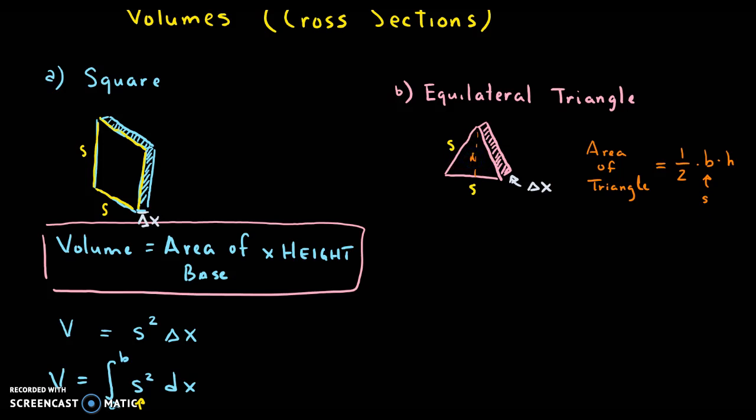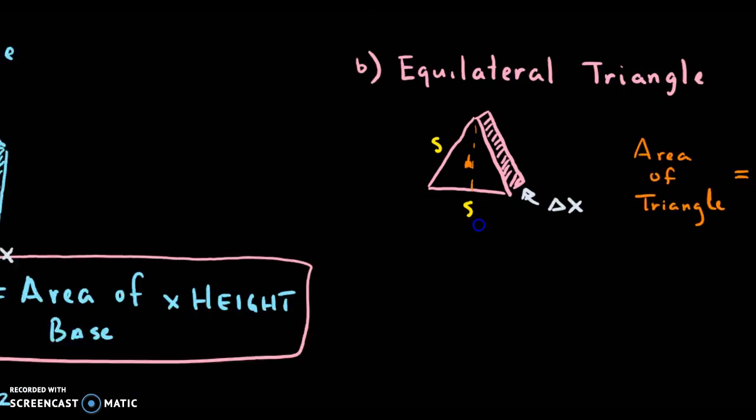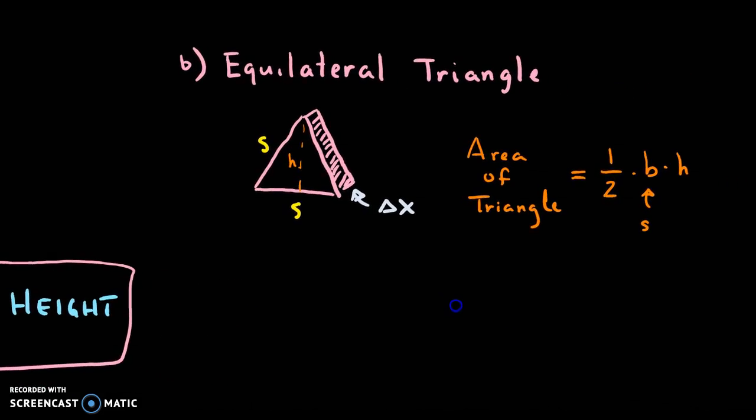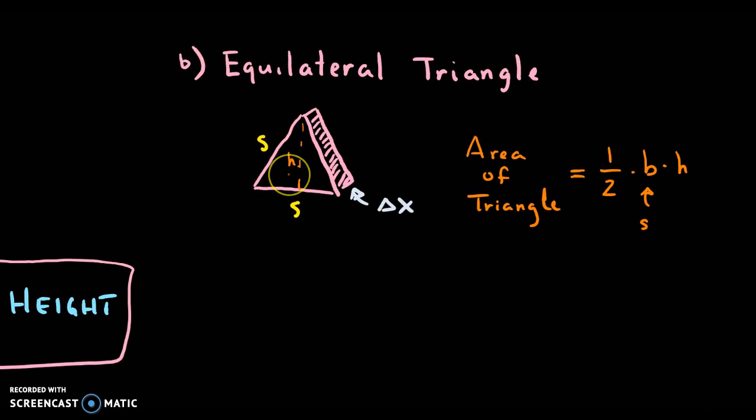Let me zoom in a little bit. Alright, so I'm going to call that height h. So we don't know what that h is. But I do know the Pythagorean theorem, and I can definitely use the Pythagorean theorem to solve for h. So let's go ahead and do that.